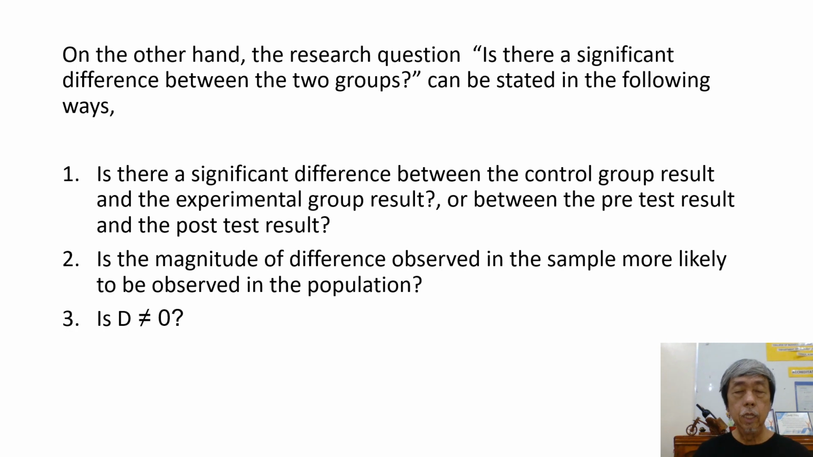On the other hand, the research question, is there a significant difference between the two groups, can be stated in the following ways. First, of course, is the original question, is there a significant difference between the control group result and the experimental group result, or between the pre-test result and the post-test result? Or is the magnitude of difference observed in the sample more likely to be observed in the population? Numerically, the question is population difference not equal to 0?